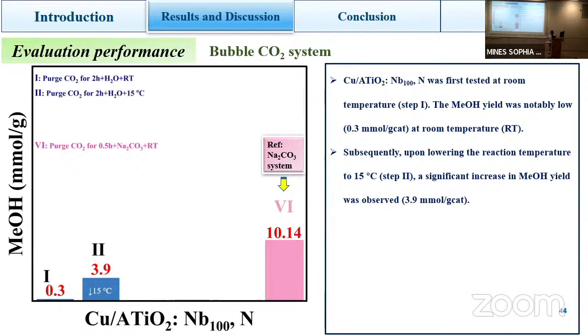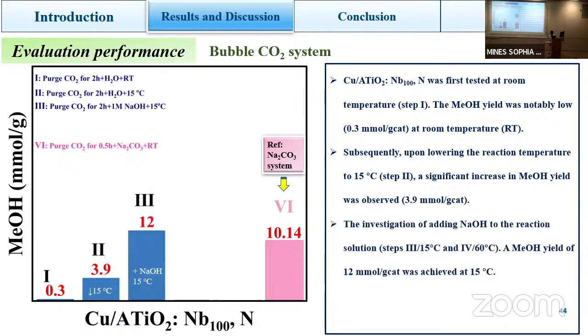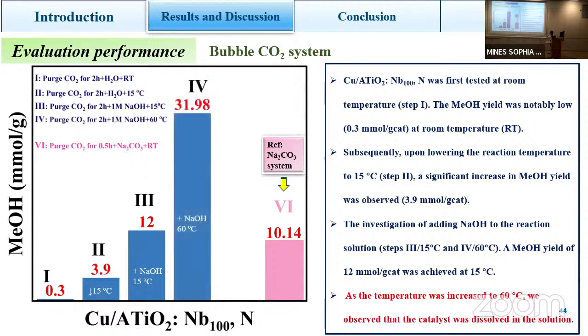It matched our expectation. Due to solubility, we then added sodium hydroxide so that we could get more CO2 in the water. Even at low temperature, we obtained a really good value of methanol production. Then we increased the temperature to 60 degrees to see how the sodium hydroxide system would perform for methanol production. But here we observed that after the reaction, our catalyst was completely dissolved.